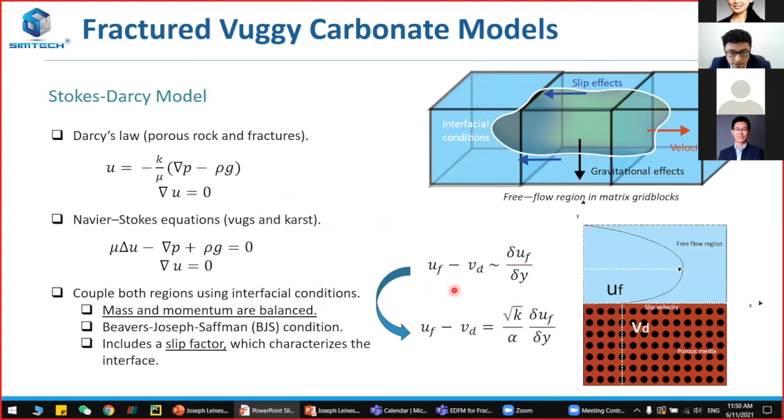So here, this is the initial equation that they have, basically relating the difference between the velocity in the free flow region and the tangential velocity in the porous media. And that difference is proportional to the shear rate on the flow region. And after including certain parameters, such as the permeability in the porous media and this alpha parameter that is a slip factor, they were able to characterize and introduce an equation that can couple both systems.